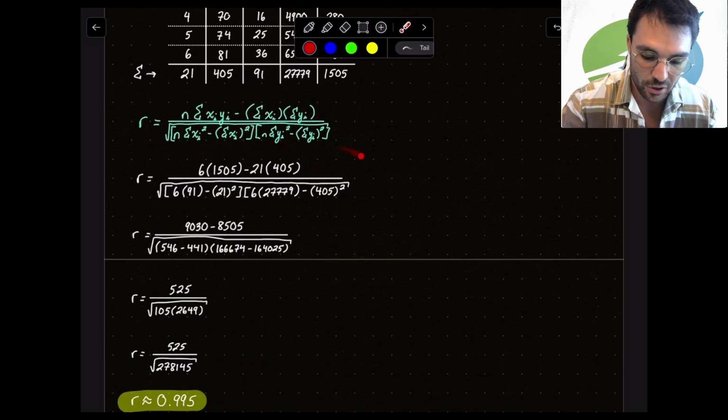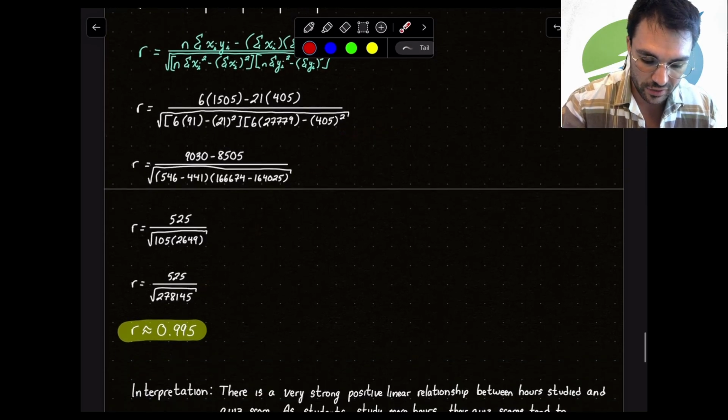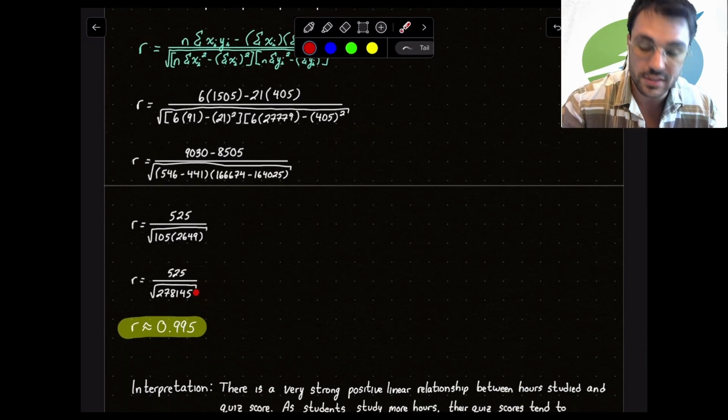I did all the work out for stuff like this. I like to show my steps. And you can see here, this is a good example. I did not round this square root because I knew this number was going to be ugly. So instead of rounding this, I just left it just like this when I plugged it in my calculator, and we get R equals 0.995. You should get something close to that.